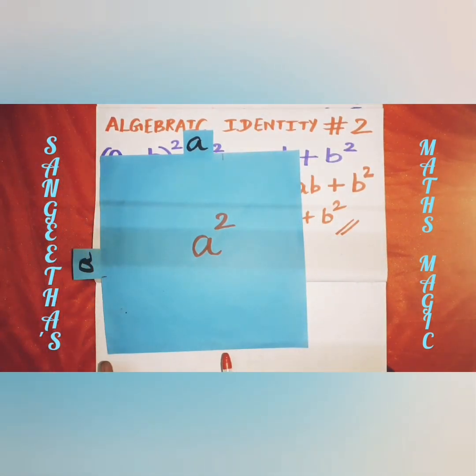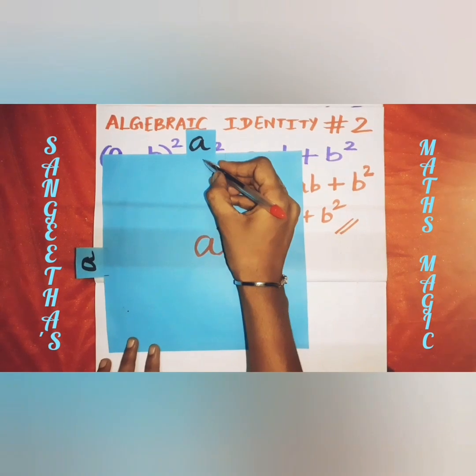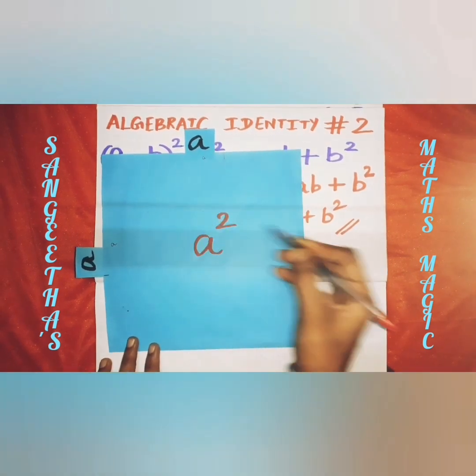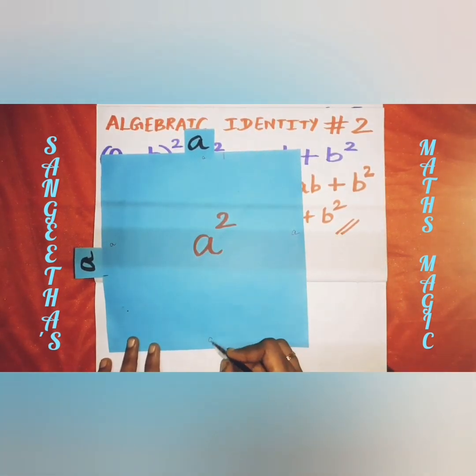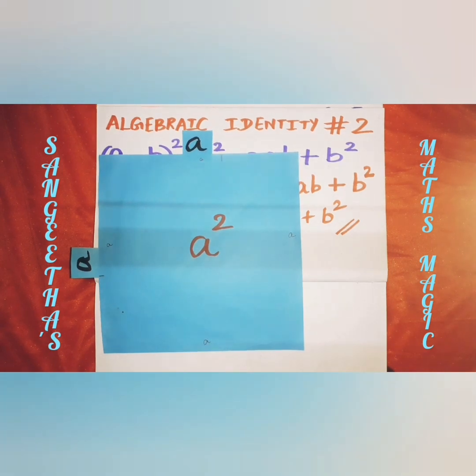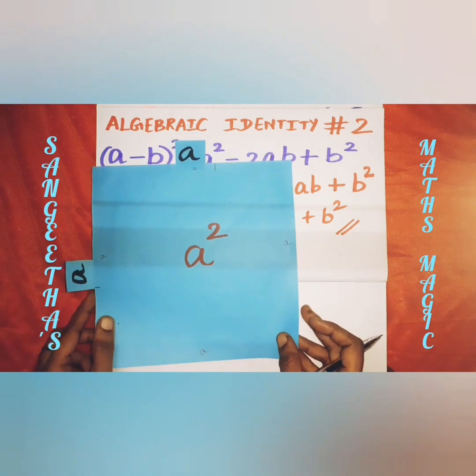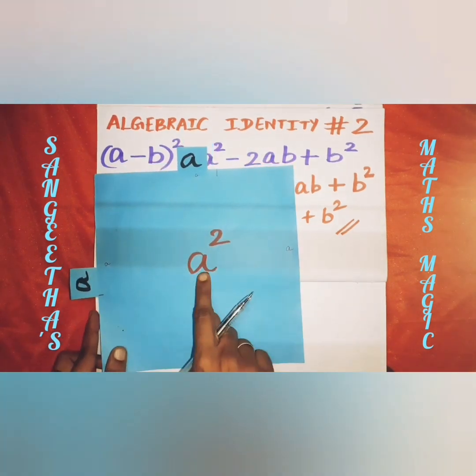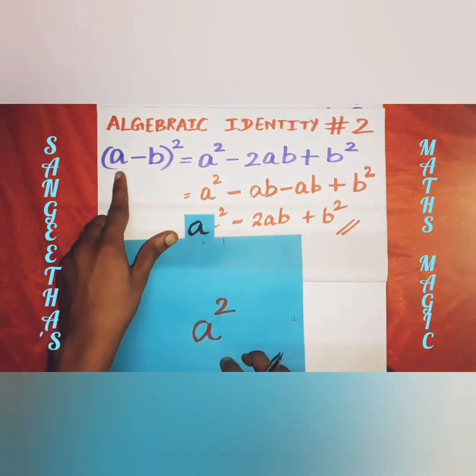So I'm taking the square with the side a. Since all the sides of a square are equal, all the four sides would be a. So what would be the area? Side into side, a into a, so a square. Okay, so I have done with that.